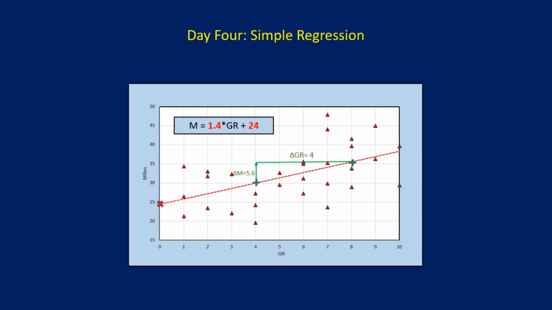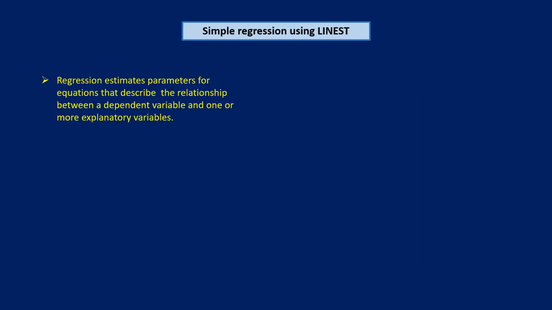In today's class, we'll explore another tool that can help us understand the relationship between a dependent variable and the explanatory variables in a dataset. It's called regression analysis. Regression is a tool for estimating the parameters of the equation that describes the mathematical relationship between the dependent variable and its explanatory variables.